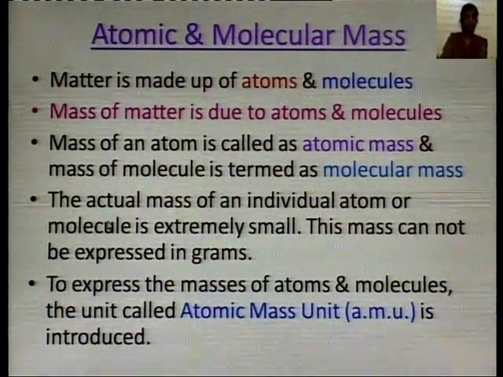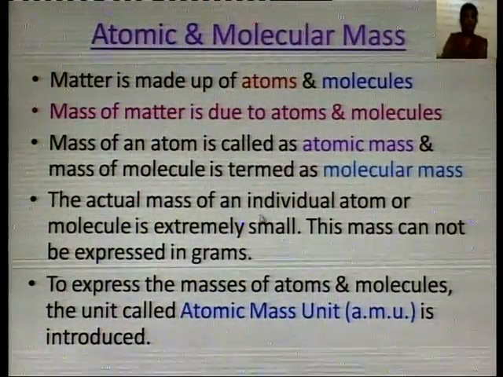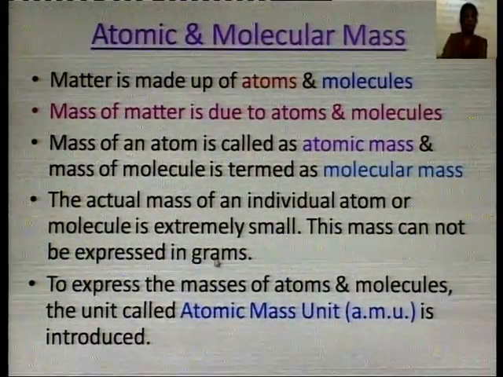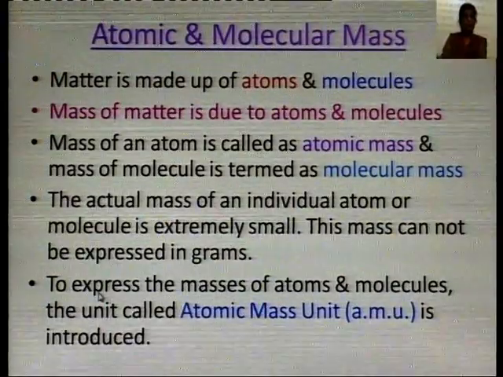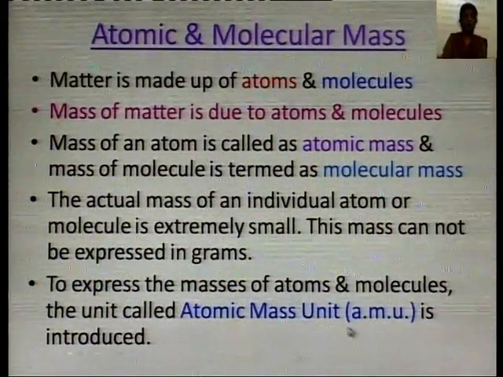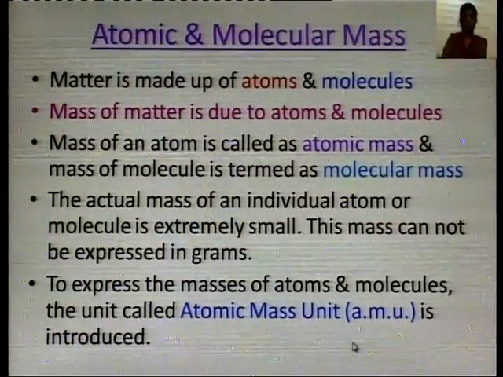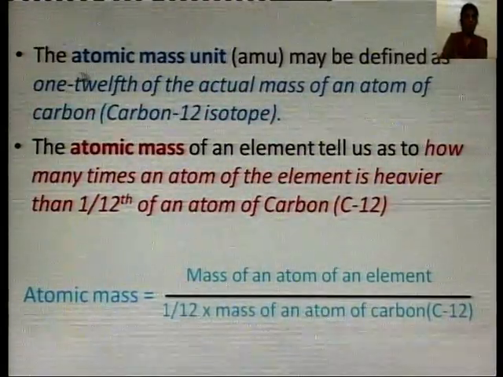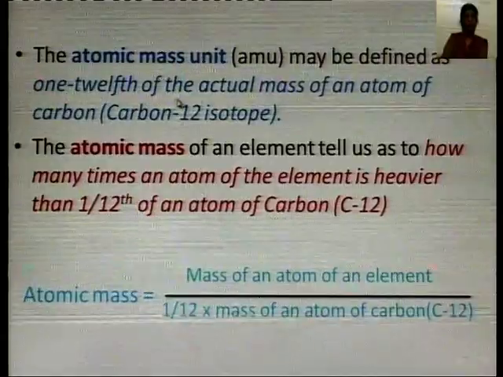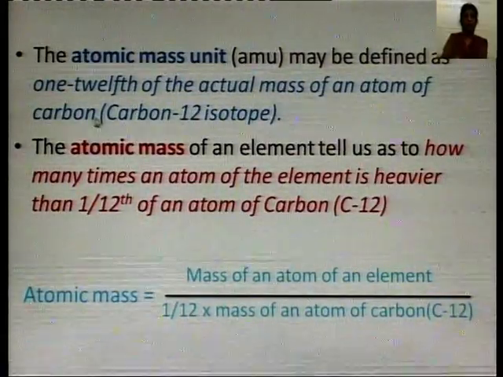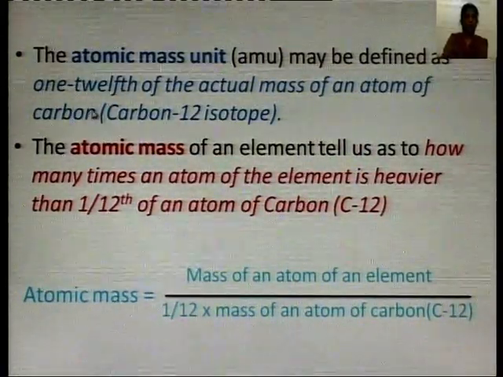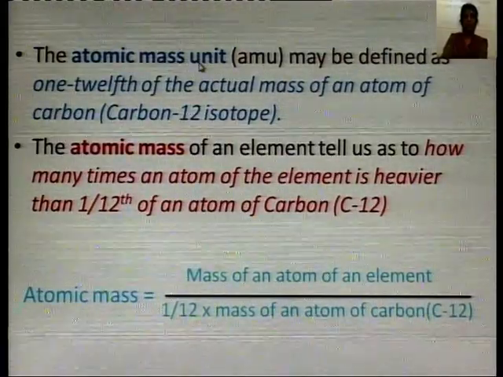Atom is so small that the actual mass of an individual atom or molecule cannot be expressed in grams, it cannot be determined. So, to express the masses of atoms and molecules, the unit called atomic mass unit, abbreviated as AMU, is introduced. So, what is atomic mass unit? The atomic mass unit is 1/12 of the actual mass of an atom of carbon C12 isotope. Its 1/12 is called the atomic mass unit.